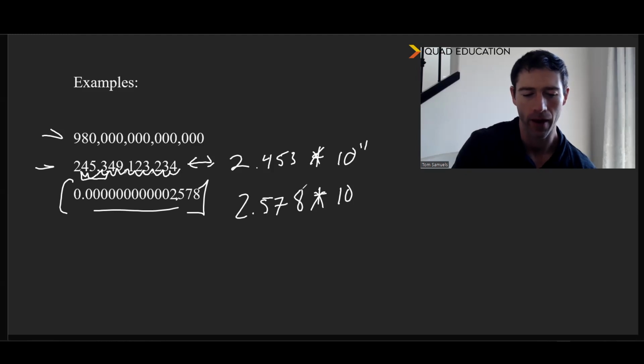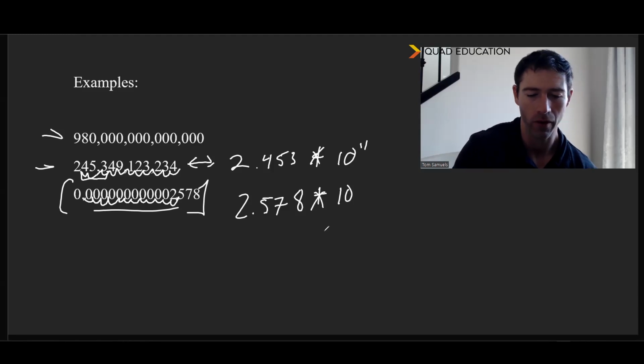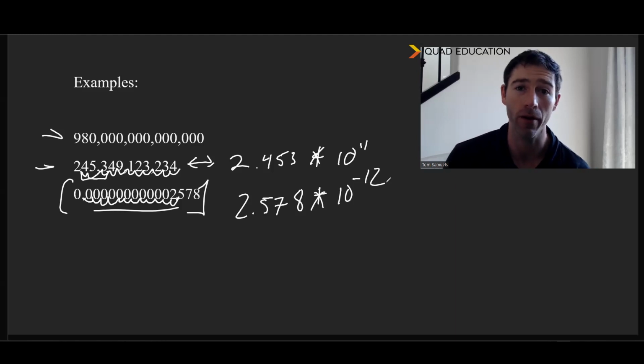2.578, and we would just work backwards there. We go, okay, 1, 2, 3, 4, 5, 6, 7, 8, 9, 10, 11, 12. So you need to move the decimal 12 places. That's going to be where our negative 12 comes in there.